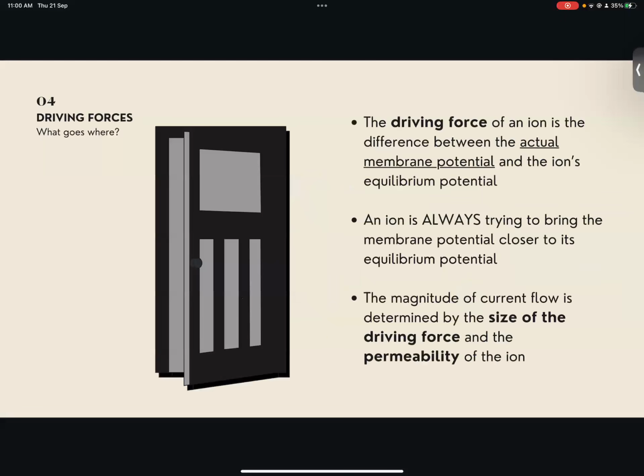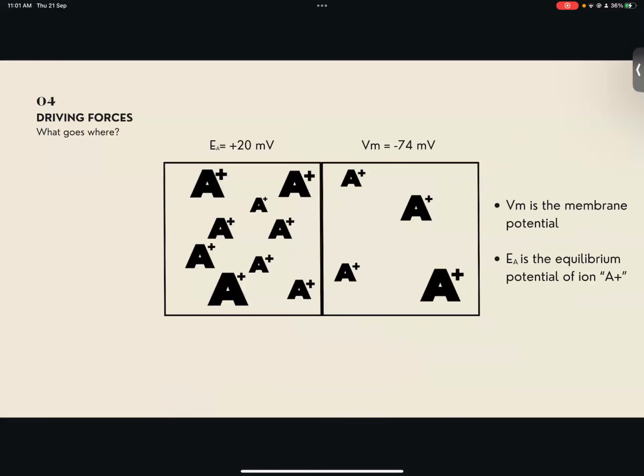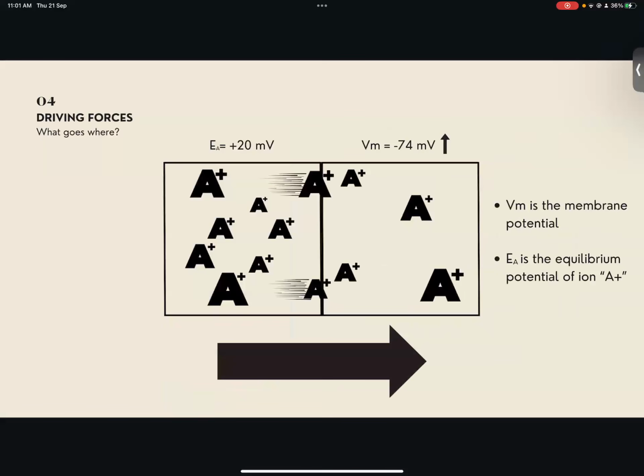So the driving force of an ion is the difference between the actual membrane potential and the ion's equilibrium potential. An ion is always trying to bring the membrane potential closer to its equilibrium potential. The magnitude of the current flow is determined by the size of the driving force and the permeability of the ion. Let's talk about what that means. Since our equilibrium potential is positive 20, and things are always trying to reach equilibrium, in this case the electrochemical equilibrium for A is positive 20. That means it's going to try to bring the membrane potential up to its equilibrium potential.